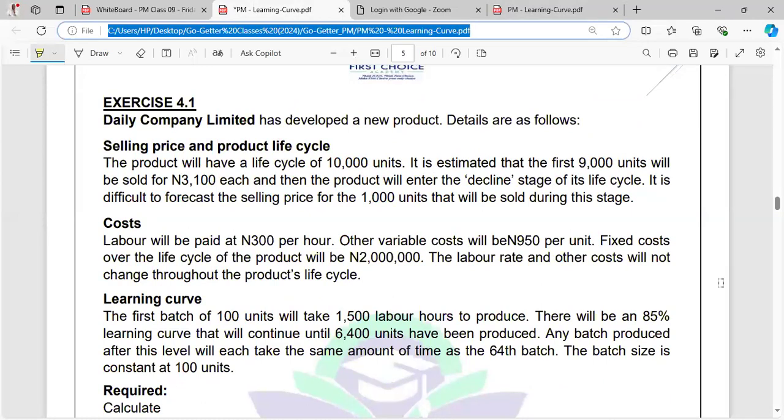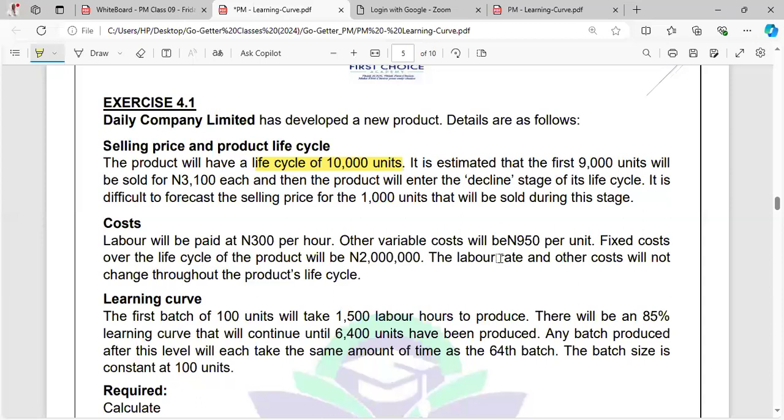We are told about selling price and product life cycle. So this is combining two topics, product life cycle and learning curve. The product will have a life cycle of 10,000 units. What it means is that this could be a component. When I use a component, I usually want to make use of a small component, let's say a battery. A battery in a wristwatch or in a calculator is a component.